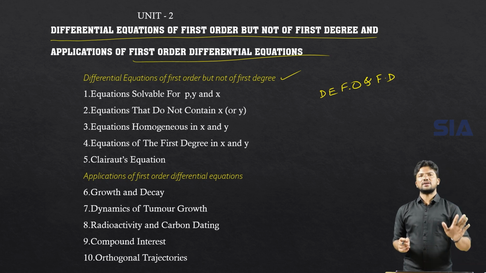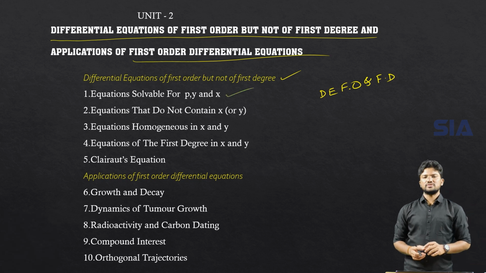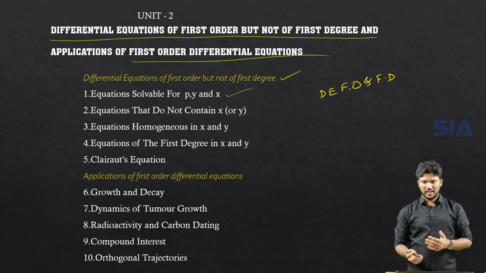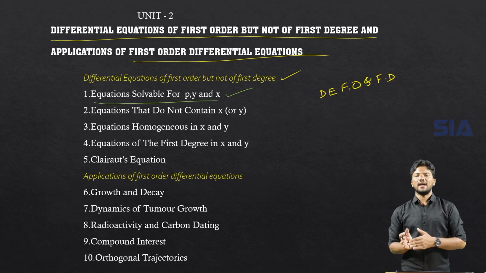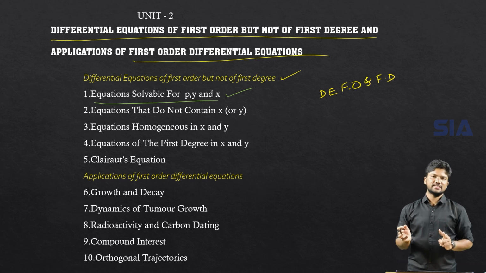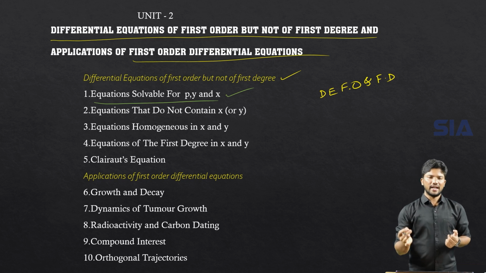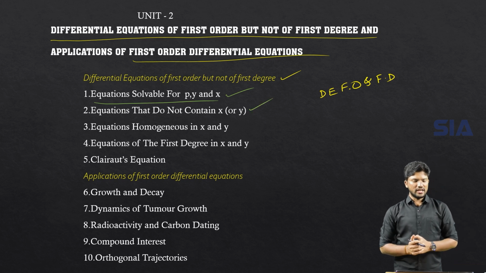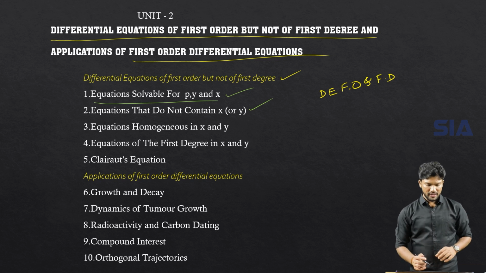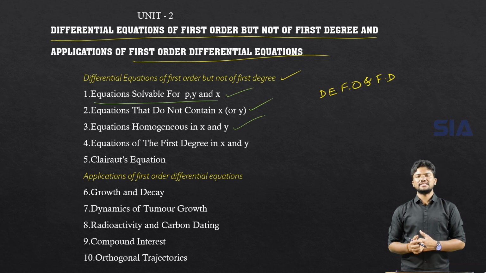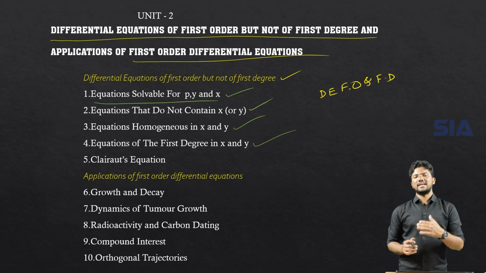Up to here is the first half of unit 2. In this topic we again have subtopics. First, problems based on equations solvable for p, y and x. Based on this first concept you will definitely get one essay question. Second, equations that do not contain x, or equations that do not contain y. Third, equations homogeneous in x and y, homogeneous equations in two variables. Then equations of the first degree in x and y.